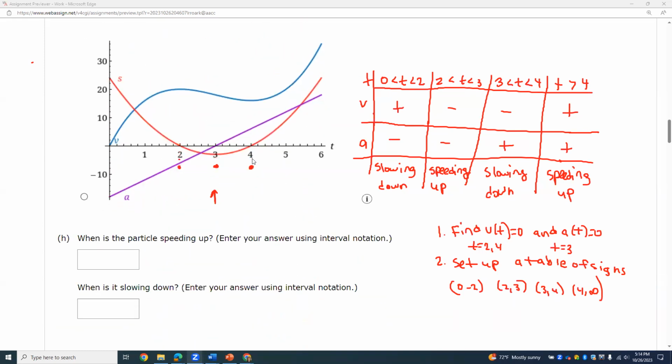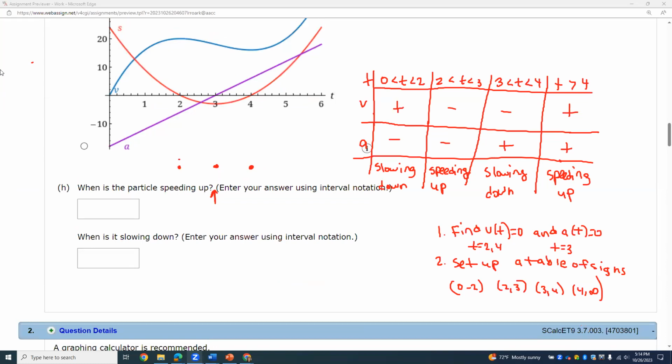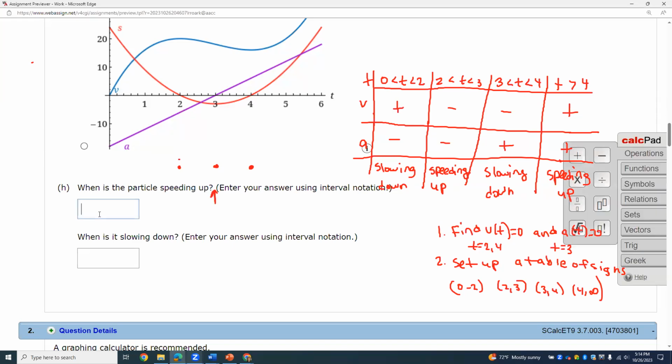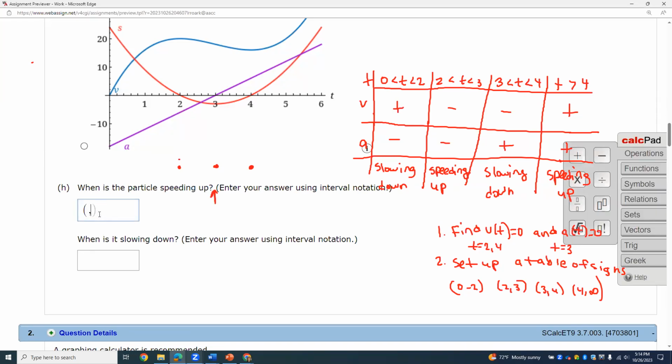Now I'm going to answer the question: when is the particle speeding up? That is when the two of these are working together. So it's speeding up between 2 and 3, and then from 4 to infinity. I'll fill that in now. We'll say 2 to 3, or 4 to infinity. I hope that helps make sense a little bit.